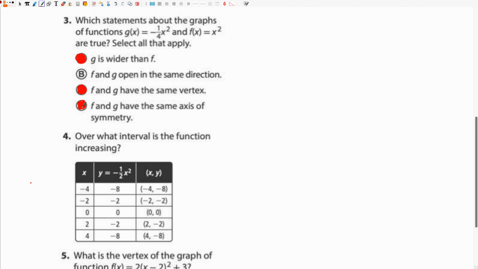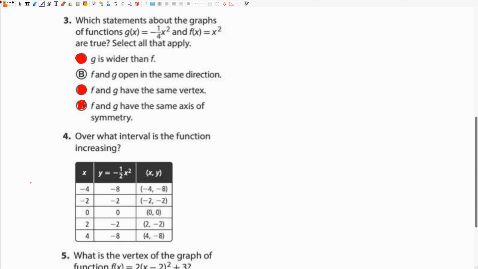Okay, even though g of x is upside down compared to f of x, they still have the same axis of symmetry. Wait, what would the axis of symmetry be, by the way? The y axis, yeah. Is it always true that C and D will be the same answer? No. Well, it depends on how they're worded. In this case, because we're talking about vertex and axis of symmetry, if one's true, the other one has to be true as well.